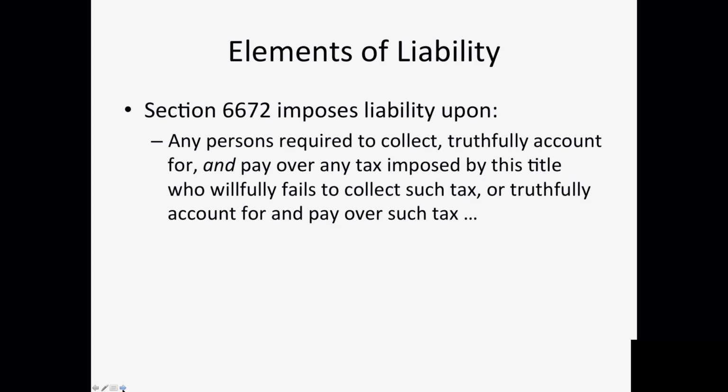Section 6672 imposes liability upon any persons required to collect, truthfully account for, and pay over any tax imposed by this title who willfully failed to collect such tax or truthfully account for and pay over such tax. One thing that we're going to cover in the next slide, I'll just give you a quick preview on, is that this "and" that you see here does not mean that all three elements are required. So the IRS doesn't have to prove that the person who was required to collect, the required person, did not collect, truthfully account for, and pay over.